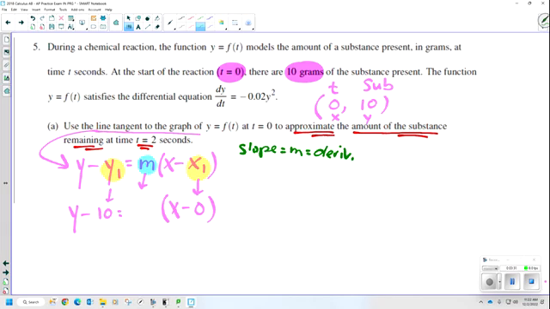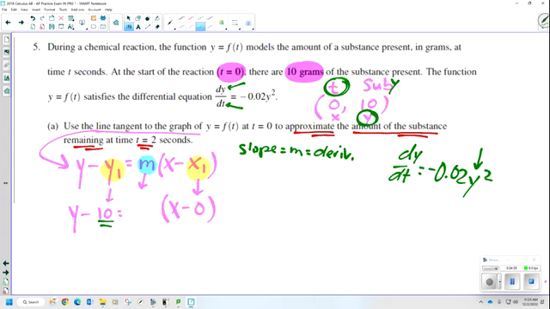They give us a derivative, the derivative of y with respect to t, because the substance is y. They say dy/dt is negative 0.02 y squared. I suppose I can throw that in there, but let's clean this up. If I only knew what y was. Oh, yeah. y is 10. y is 10.